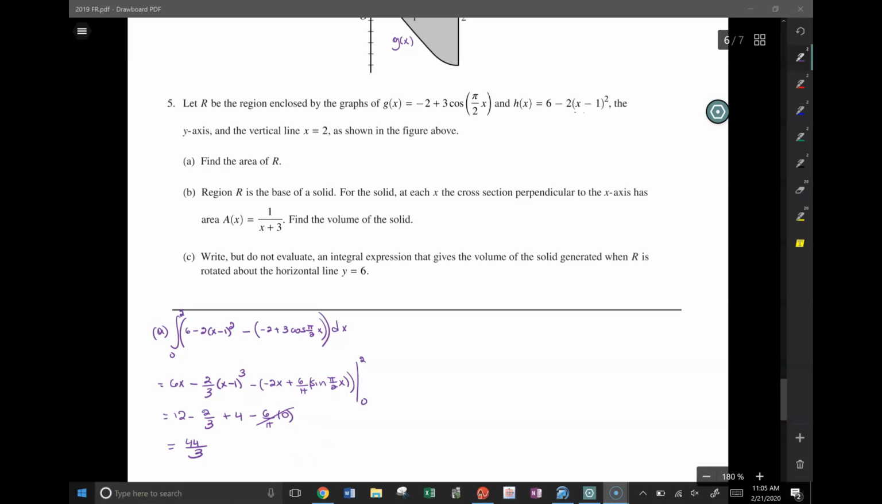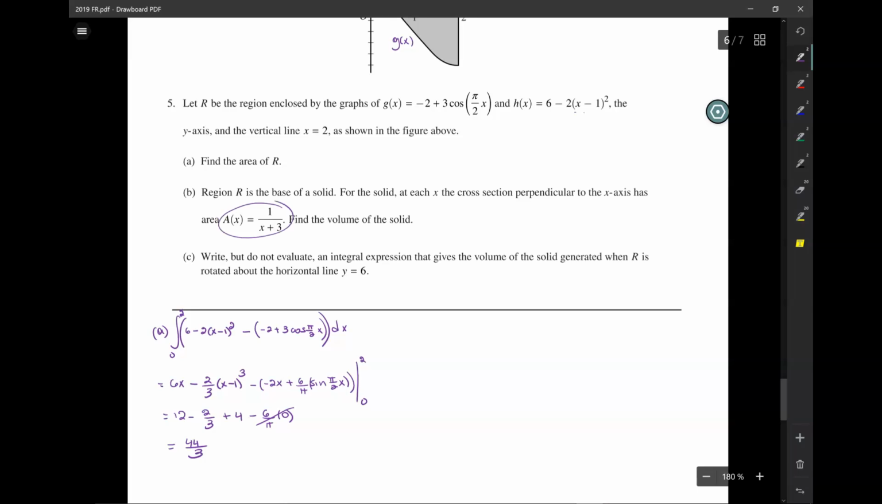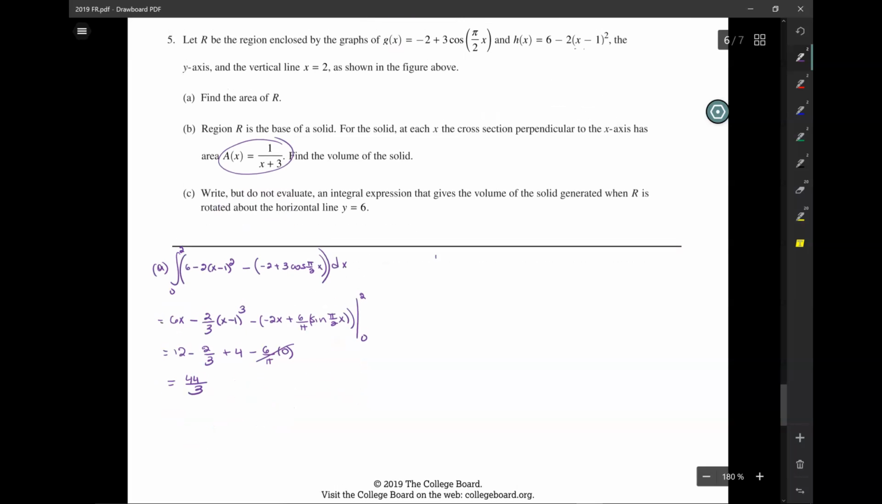The cross-section perpendicular to the x-axis has the area A equals 1 over x plus 2. So rather than tell you it's a triangle, square, whatever, and you have to find the area, they gave you the area, and they're saying, okay, here's the area, find the volume. It's very rare that they give you such a straightforward one, but I think it's because there were some parts that were a little bit more time-consuming on the 6 questions.